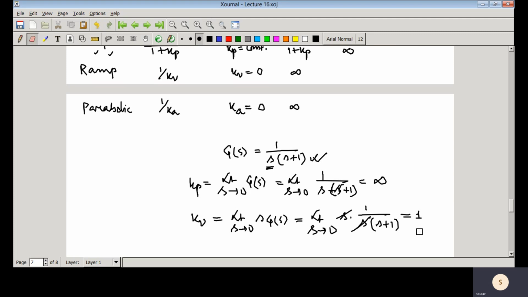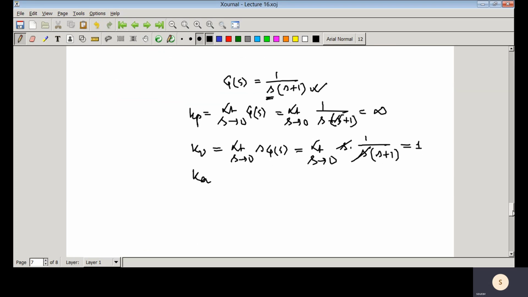And whenever you calculate that Ka, that static acceleration constant, that is limit s tends to 0 of s square G(s). So now you can see that limit s tends to 0 of s square times 1 by s(s plus 1), and here one s will be cancelled out, that is s by s plus 1, and as in the numerator one s is there, so that would be equal to 0.